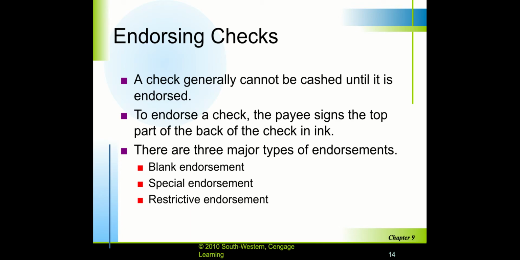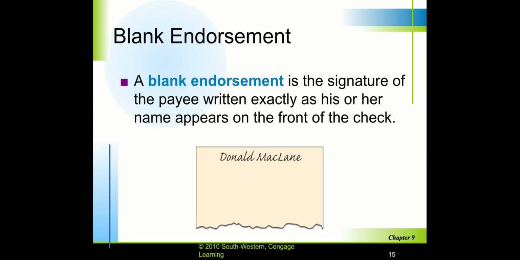To endorse a check is to sign the back of it. So you give me the check for $500, I flip it over, I sign the back, and then it's endorsed. That's it.